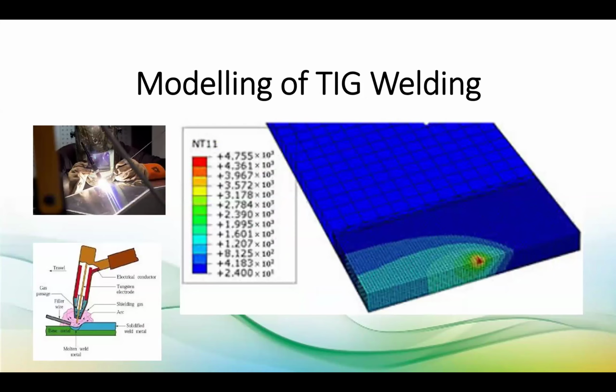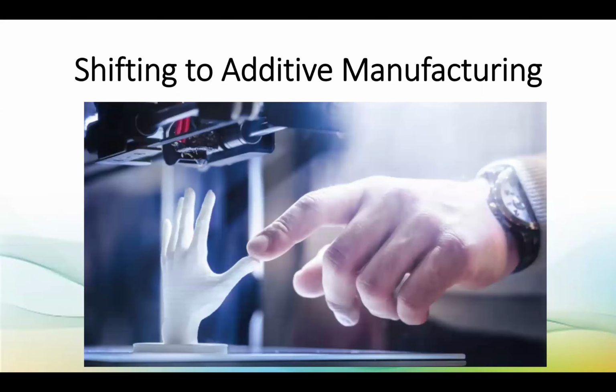Actually, my basic area of research was modeling of TIG welding only. During my PhD research, I myself developed a mathematical simulation tool using ANSYS for the TIG welding torch, the TIG welding heat source. Modeling was my research area. Now, as you know, the whole world is shifting to additive manufacturing. So I also decided to shift my research area to the additive manufacturing side.